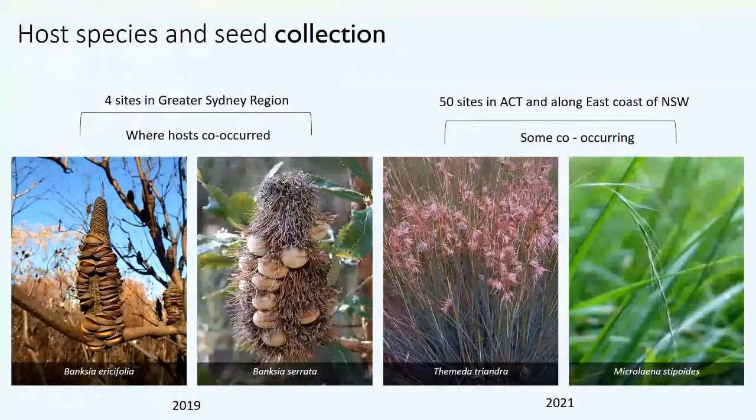So during my honours year, I collected seed from Banksia ericifolia and Banksia serrata from 4 sites in the Sydney region where they co-occurred. And for my PhD, I've collected seed from the grasses Themeda triandra and Microlaena stipoides from around 50 sites within the ACT and along the east coast of New South Wales.